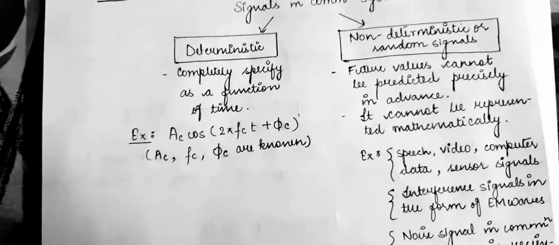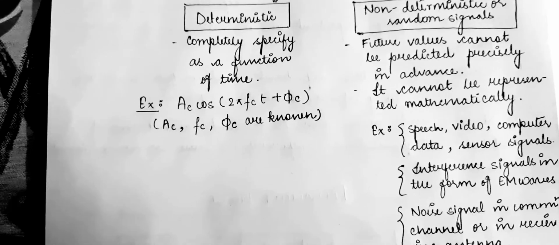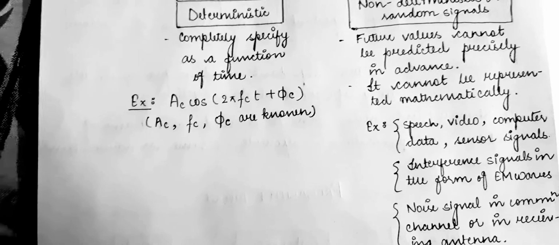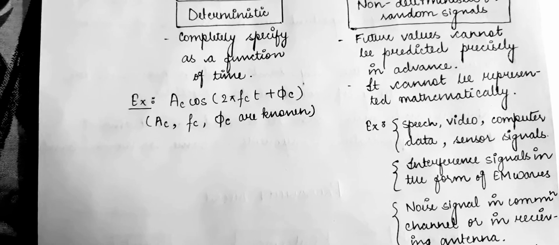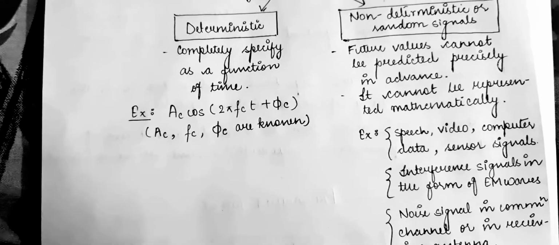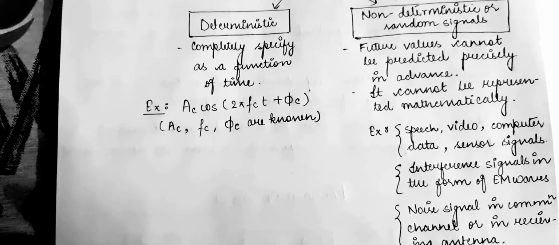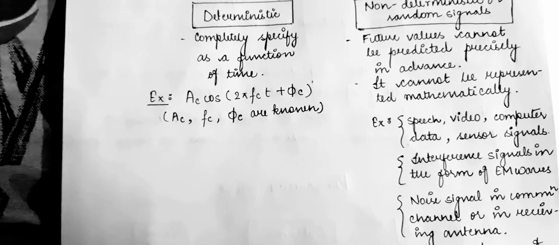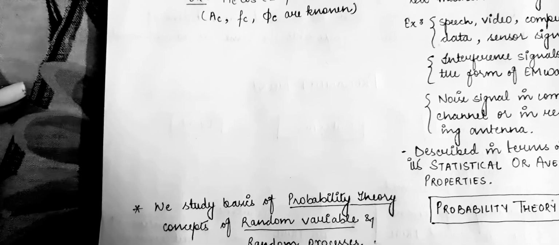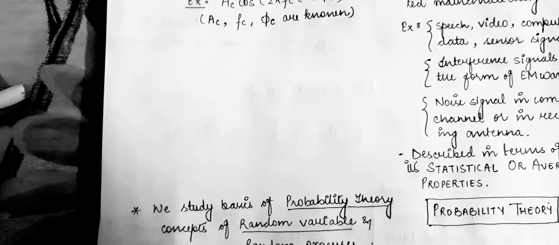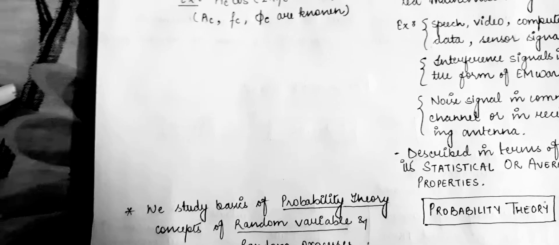Now, coming to non-deterministic or random signals, they cannot be represented mathematically. That is, the future values cannot be predicted precisely in advance. For example, speech, video, computer data, sensor signals, etc. These types of signals may distort or interfere with the signal, which is in the form of electromagnetic waves. The signal that interferes with the transmitted signal in the communication channel is called noise, and these noise signals are additive in nature.